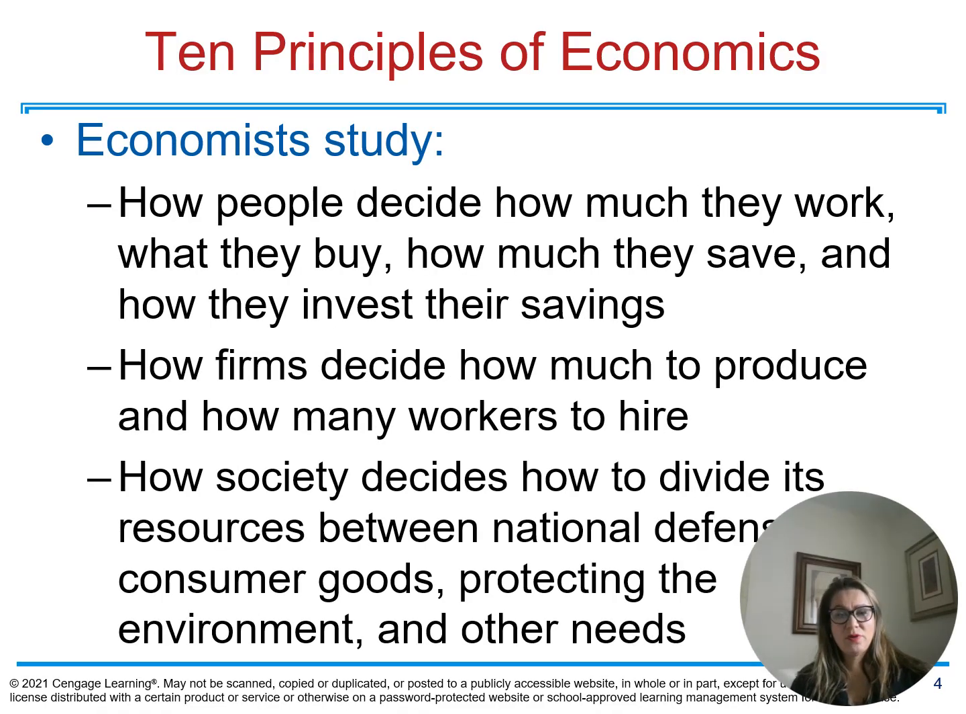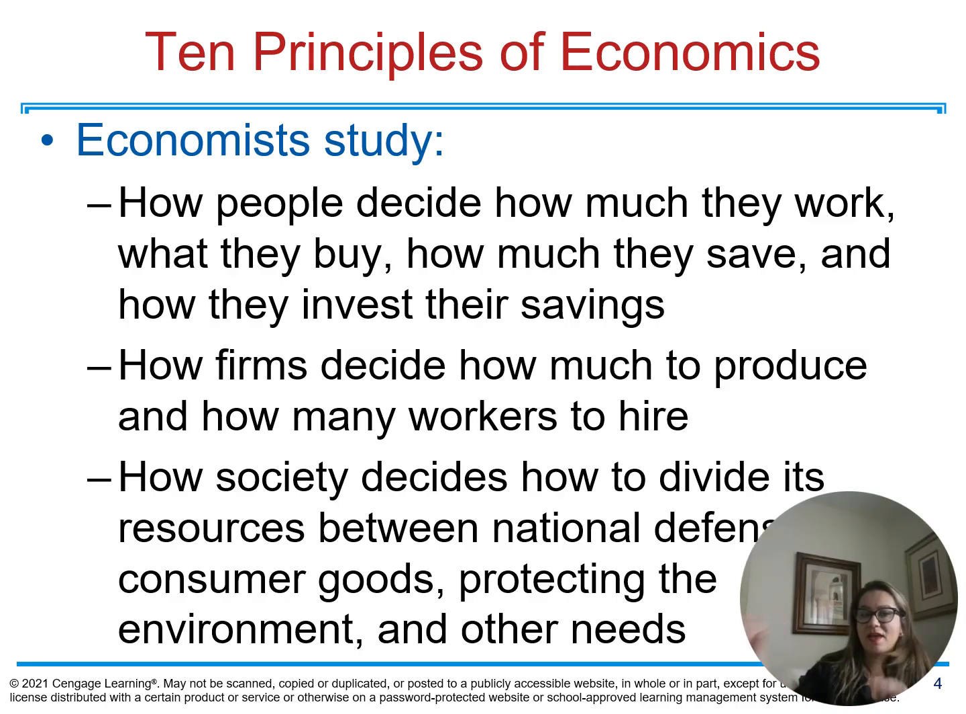In this slide, we're going to talk about what are the topics that economists study. Economics is a very broad field. So we study things, for example, like how people decide how much they work, what they buy, how much they save, and how they invest their savings. All that has to do with individual decision making. Then they also study questions like how firms decide how much to produce and how many workers to hire.